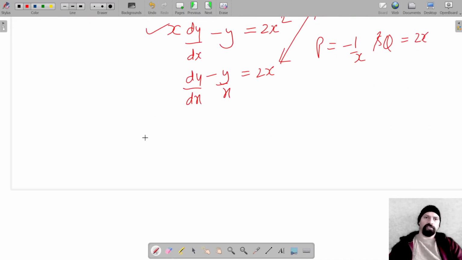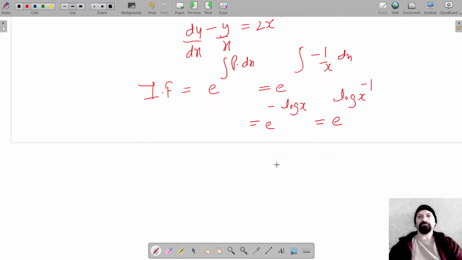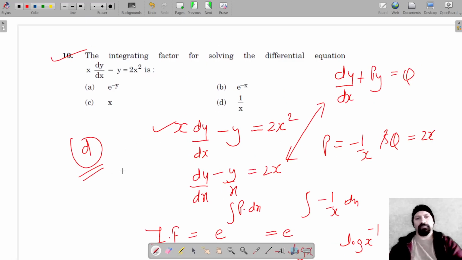But we have to find only the integrating factor. So the integrating factor is given by e raised to the power integral of P dx, which is equal to e raised to the power integral of negative 1 by x dx, which becomes negative log x. I can write it as e raised to the power log x raised to the power negative 1. So x to the power negative 1 is 1 by x. So 1 by x is the answer, which is option D, 1 by x.